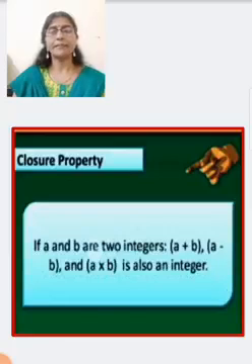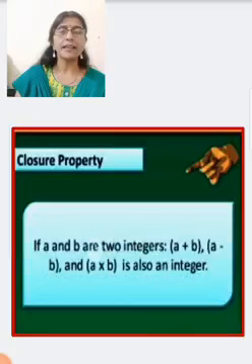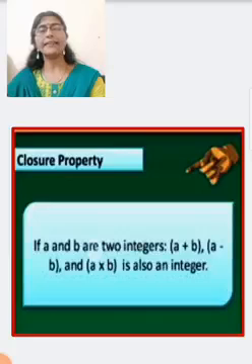For example, if 4 is multiplied by 3, both of them are integers. So when we multiply, the product is 4 3s are 12. So 12 is also an integer. So what we conclude from this? If a and b are two integers, a plus b, a minus b, and a multiplied by b are also integers.